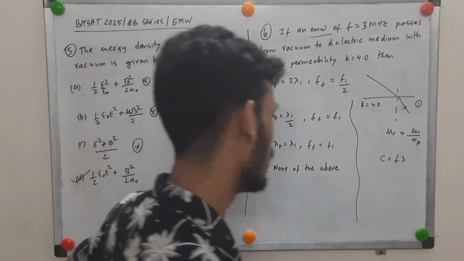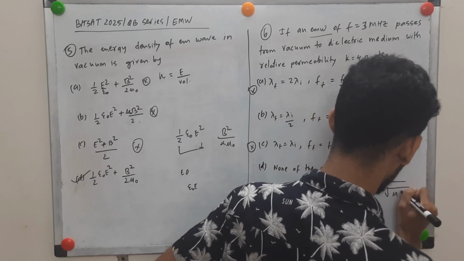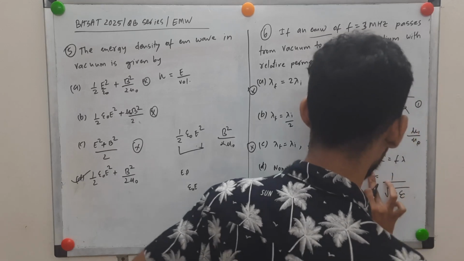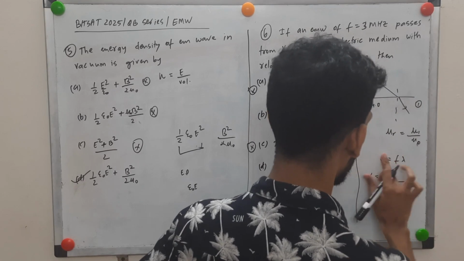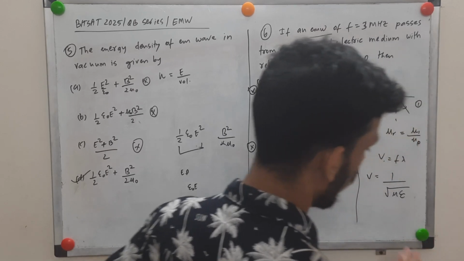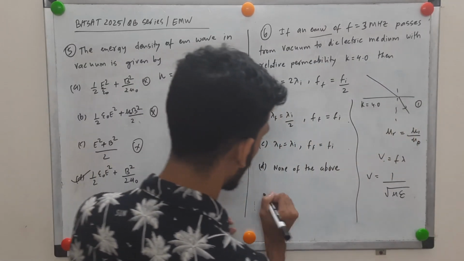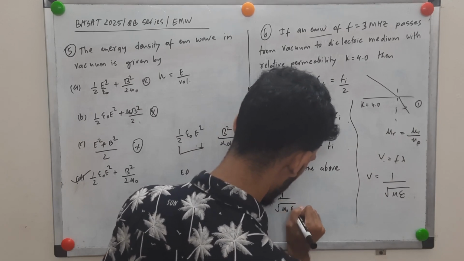So how will you determine this? Now C has a simple formula, if you want speed in any medium. So V we can write V because it is in some medium, right? So I can also write V over here. So V in any medium will be 1 by root mu epsilon. Or in vacuum it is 1 by root mu naught epsilon naught.